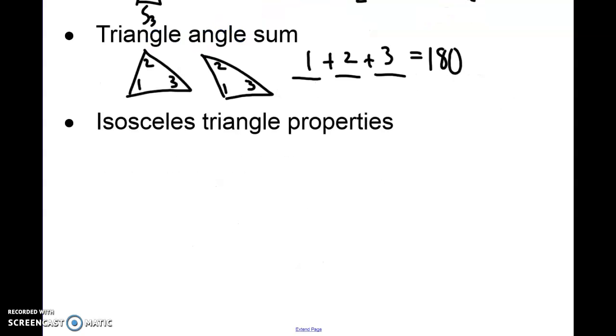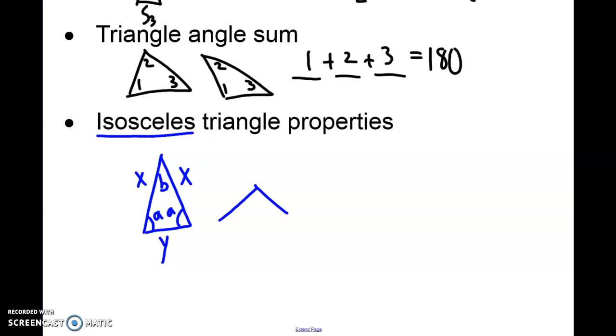And finally, we have isosceles triangle properties. So isosceles is a fancy word for a triangle that has two congruent sides. So an isosceles triangle can look like that, where these side lengths are going to be the same, and then that third side length is going to be different. These angles are going to be the same, so A, and that angle is going to be different. Now, it could look like this, or it could also look like that. Again, these angles are the same, that angle is different. These side lengths are the same, this side length is different.